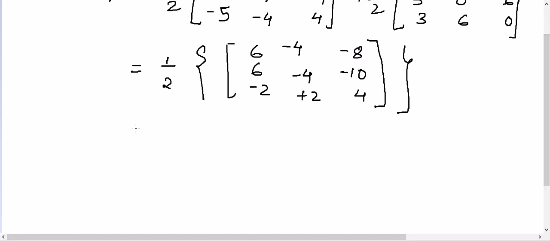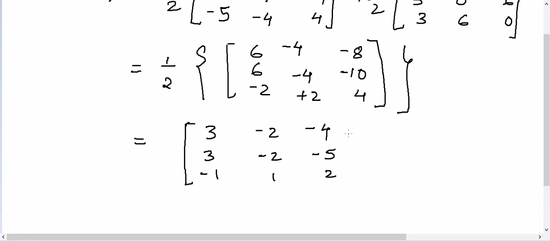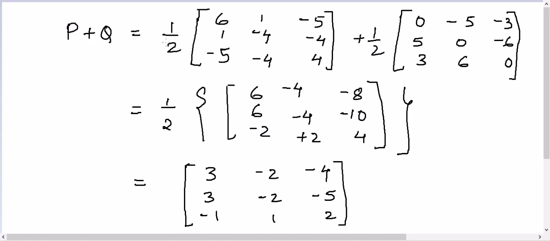And now as half is there, let's divide each element. Half of 6 is 3, -2, -4, 3, -2, -5, -1, 1, 2. So guys, check it, it is the same as the first given matrix. Thus we have proved our question. Thank you.